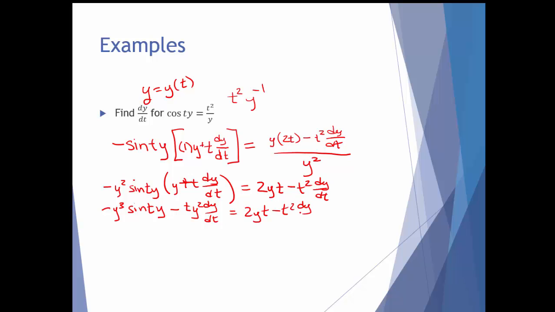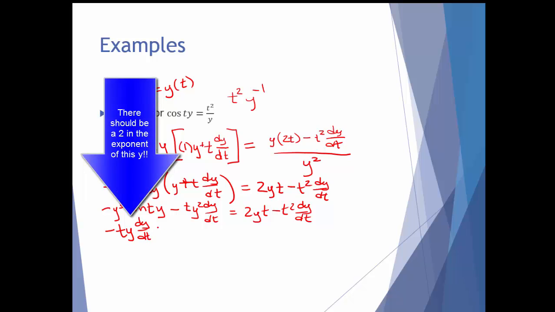Keep it the same. So then we want to move every term with the dy dt to one side and every term without to the other side. So again, I'll just take everything with the dy dt and move it to the left. It doesn't really matter. So you get negative ty dy dt, that will be plus t squared dy dt equals 2yt on the right, and then move over the y cubed sine of ty. So plus y cubed sine of ty.